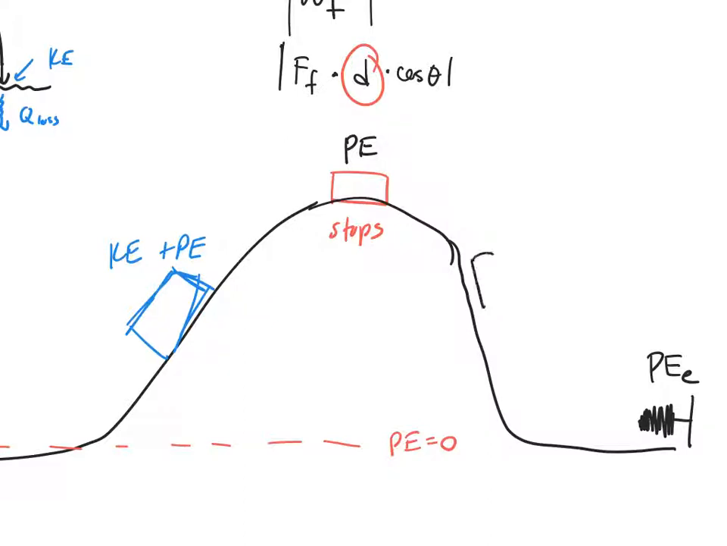On the way down, though, again, it would have potential and kinetic still, right? Because now it's moving and it has that. So this is what you need to be considering, being able to label any point in the diagram.